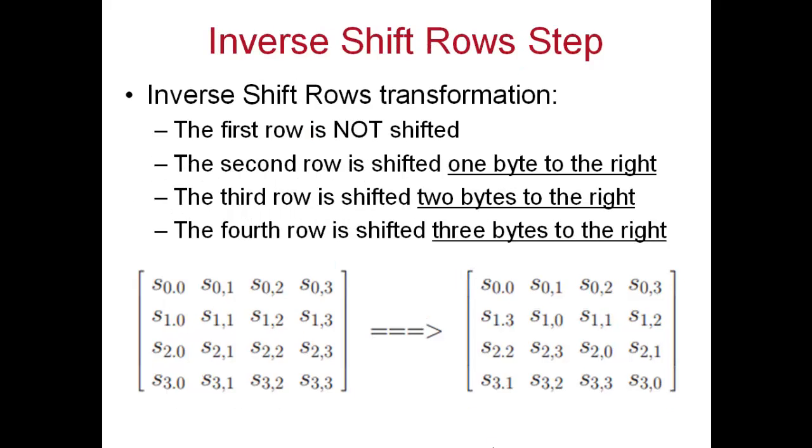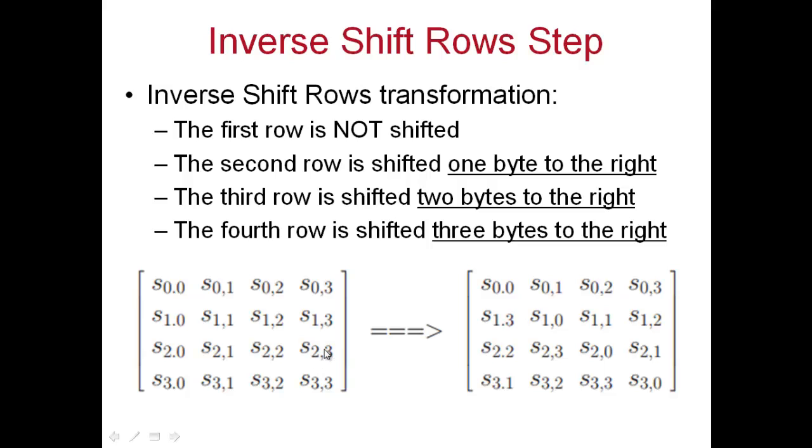The inverse shift row step done during decryption is quite similar. The only difference is here the shifting is towards the right instead of towards the left. So again, the first row is not shifted, and in the second row every byte is shifted to the right by one step. So S10 goes here, S13 comes here, S11 and S12 each move one byte to the right. The third row is shifted 2 bytes to the right, so S20, S21 and S22 are each shifted 2 bytes to the right.